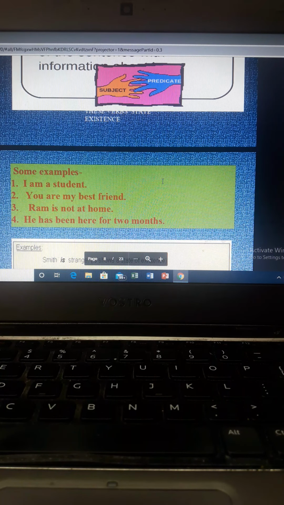Similarly, you are my best friend. Over here, are becomes the linking verb. Ram is not at home. What is the linking verb over here? Let's say if I ask you what is the subject and the predicate, Ram is the subject. Is not at home becomes the predicate, the entire part. And what is the verb over here? The verb is, which is linking Ram to the rest of the sentence, that is not at home.